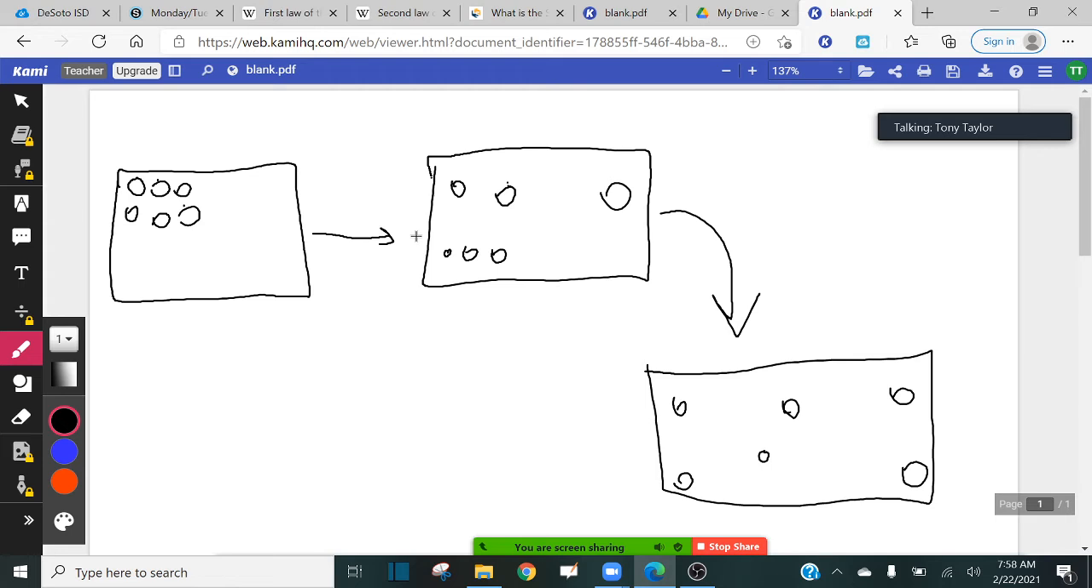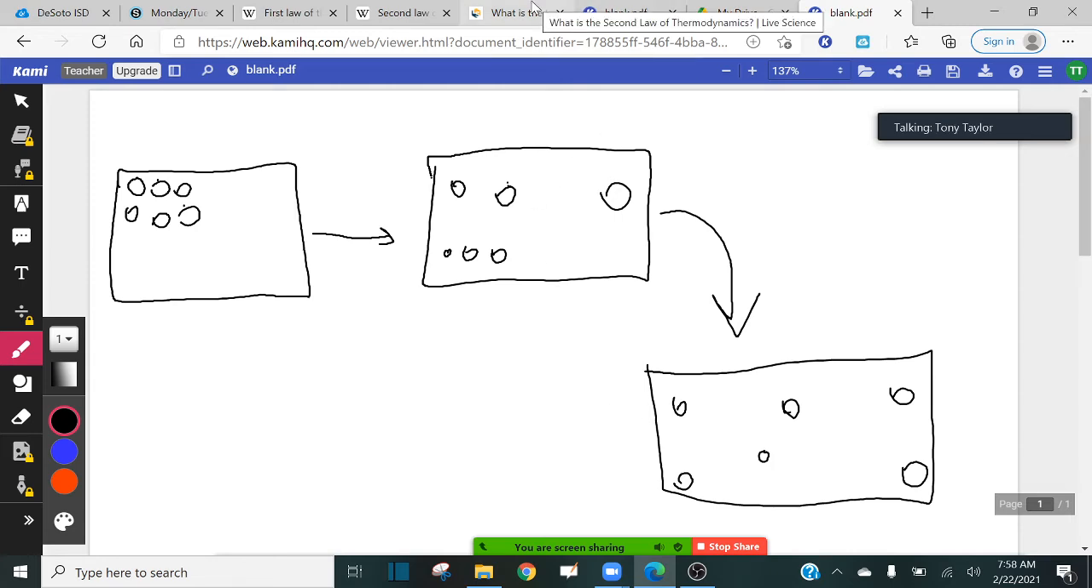And guys, the second law of thermodynamics also says that this process is irreversible. In other words, you can't expect matter to organize itself over time. Rather, matter becomes more disordered with time.